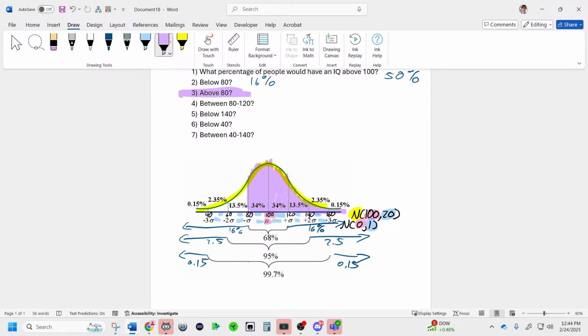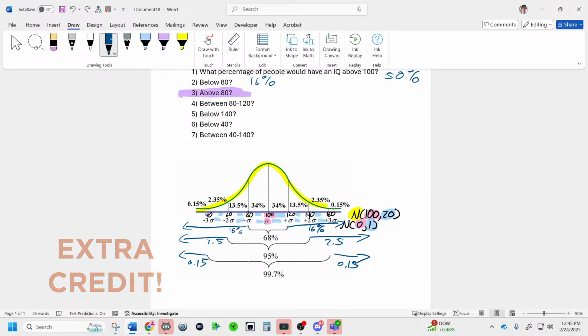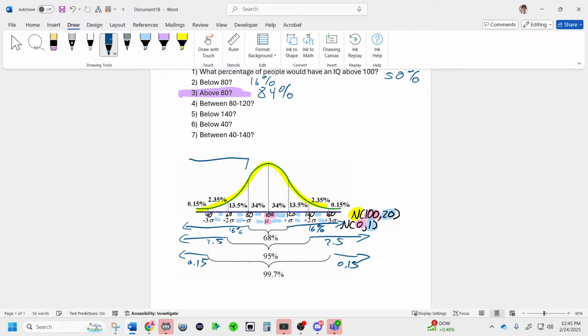Good practice, good answers. Don't worry if you're getting it wrong. Remember, you're here to practice. That's the whole point. Because logically, these two answers must add up to 100 because you're going below a point and you're going above a point. So logically, it has to be 100% of the area.